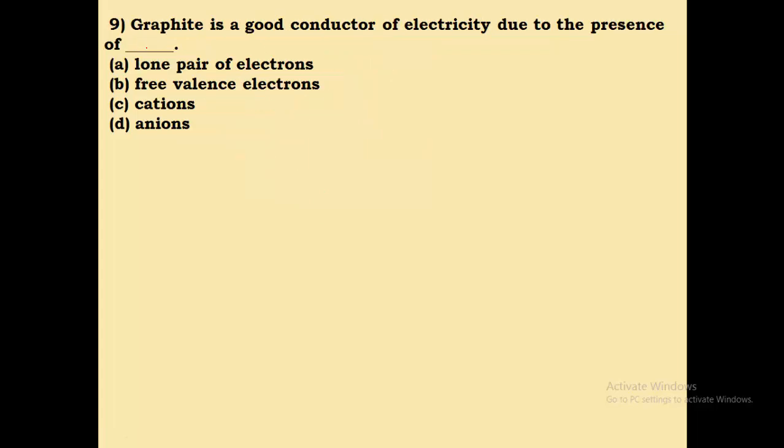Next, ninth one, graphite is a good conductor of electricity due to the presence of A, lone pair of electrons, B, free valence electrons, C, cations, D, anions. As you know, graphite consists of delocalized pi electrons, that is free valence electrons, and hence it is a good conductor of electricity. Option D is the right one.